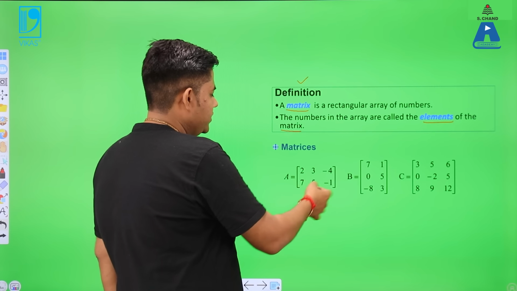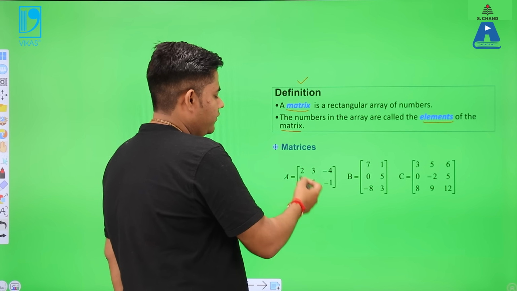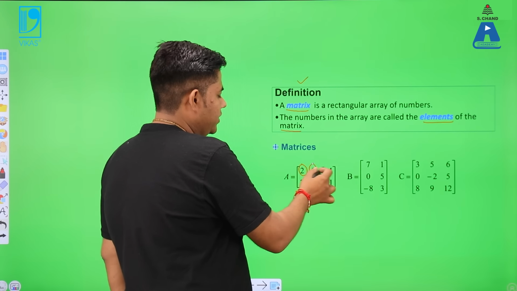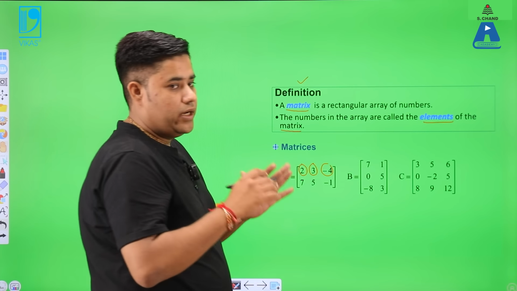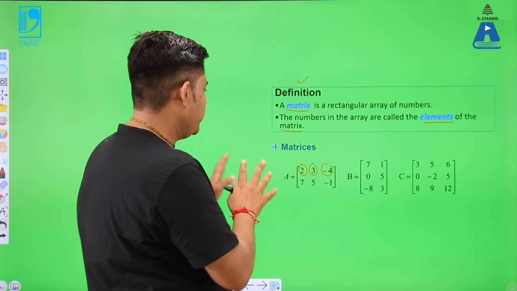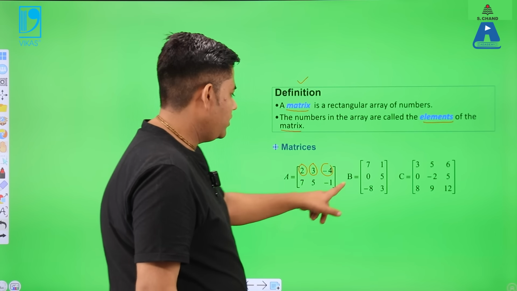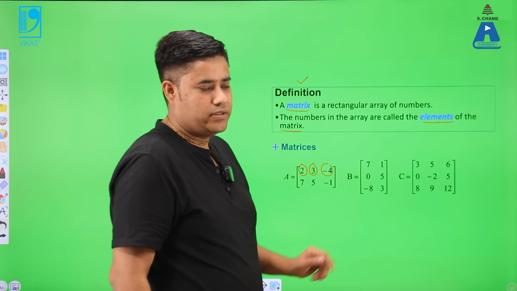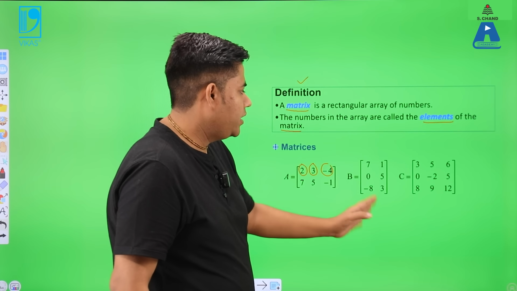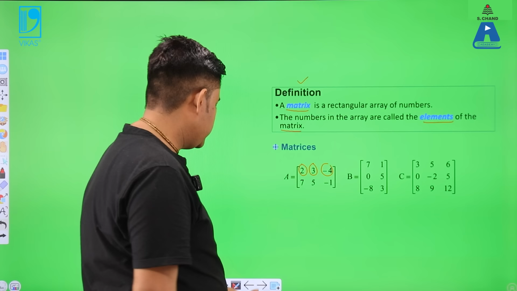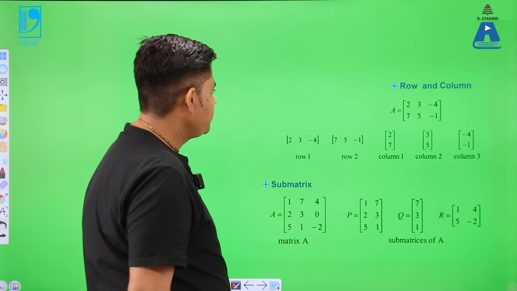Let's say I have this example: 2, 3, minus 4, 7, 5, 1. Here 2 is an element, 3 is an element, minus 4 is an element, and all these combinations together form a matrix, and that is called the A matrix. This is called a B matrix. This is called a C matrix. It has a particular order, and internally it has particular elements.